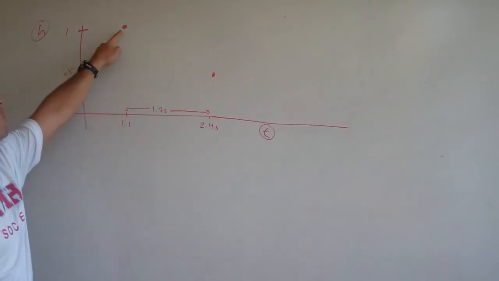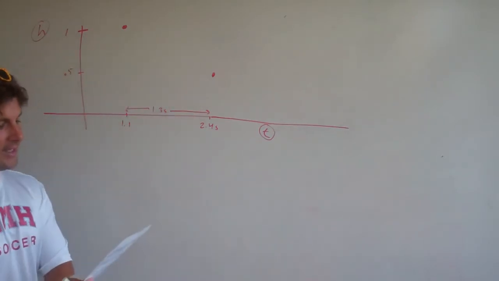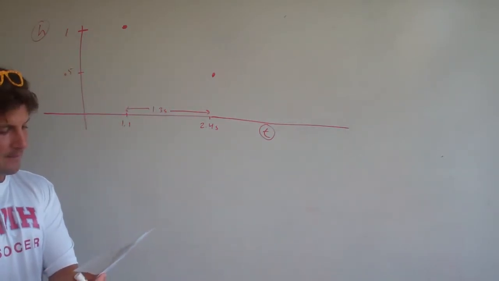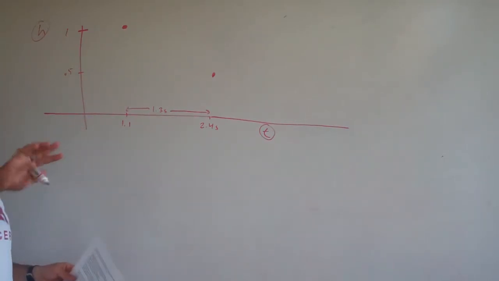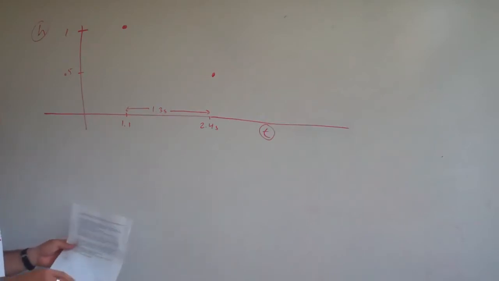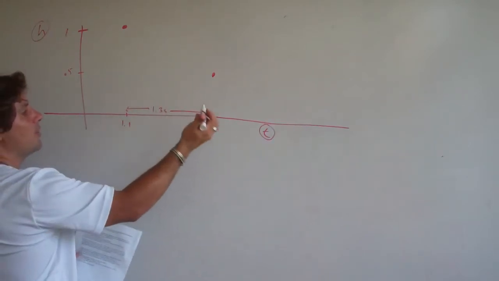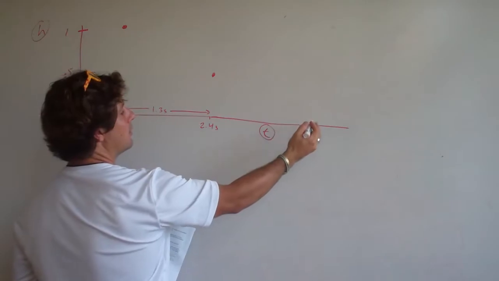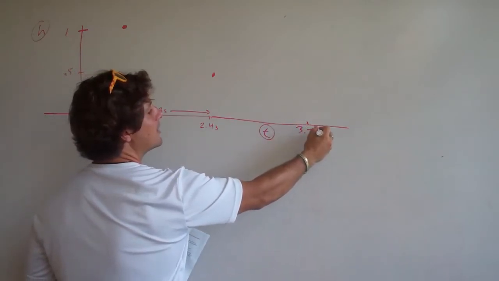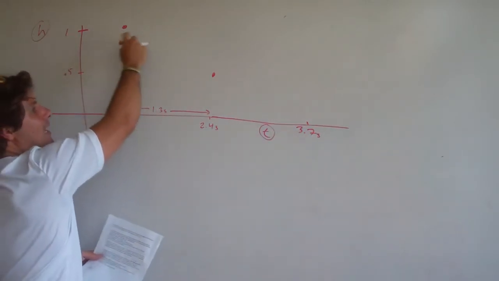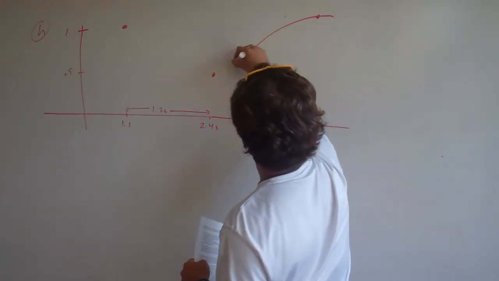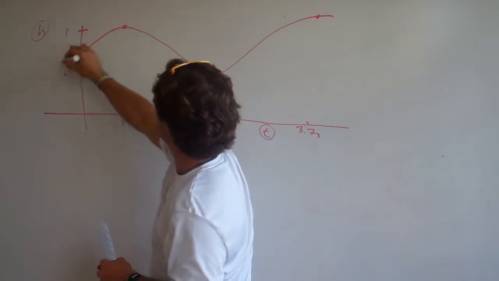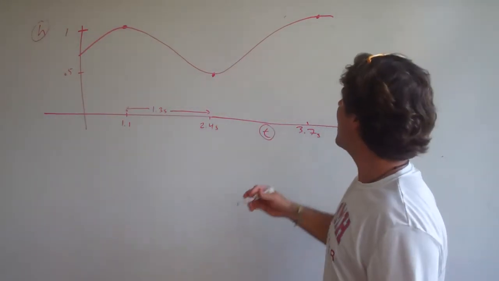So it's going from 1 to 0.5, and it says that it's in simple harmonic motion, which means that it's following sine or cosine. It's moving sinusoidally, so that we know after an additional 1.3 seconds, or at 3.7 seconds, we're going to get back up to that height of 1. And we're going to follow a cosine graph.